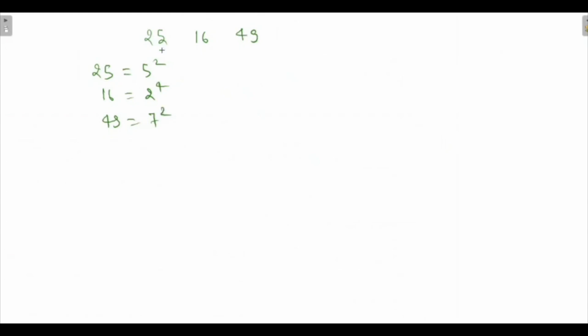Now, when I am supposed to find the LCM, what we do is write all the prime factors which are coming first. So simply, I'll write 2 into 5 into 7 first. Then we look at the highest exponent of all these prime numbers. For 5, the highest exponent is 2, so I'll put 5 square. For 2, it is 4, so I'll put 2 to the power 4. For 7 it is 2, so I'll put 7 square. So this is the way to find the LCM.